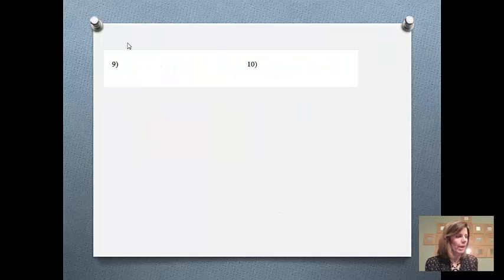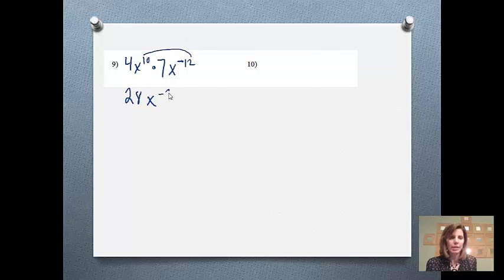All right, problem 9. Let's do 4x to the 10 times 7x to the negative 12. So we've got this going on. If you recall, with the normal numbers, just multiply the normal numbers. So 4 times 7 will be 28. And then when we have multiplication with like bases, we add the exponents. So 10 plus negative 12 will be negative 2. So we get 28x to the negative 2.